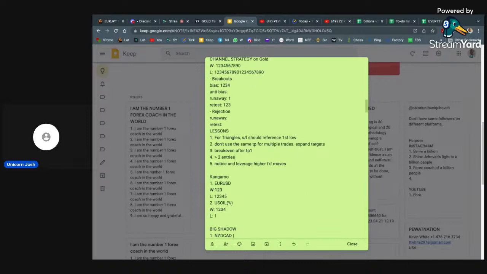So that was why I had to write it down that, okay, for triangles, my stop loss should reference the first low. It should reference a good enough low so that I don't get taken out when the retest happens. So, the second lesson that I've learned so far on my backtest for today is: don't use the same take profit for multiple trades. Expand targets.